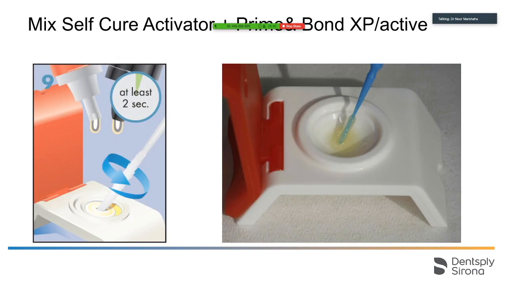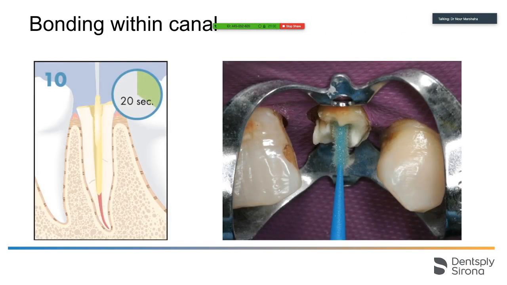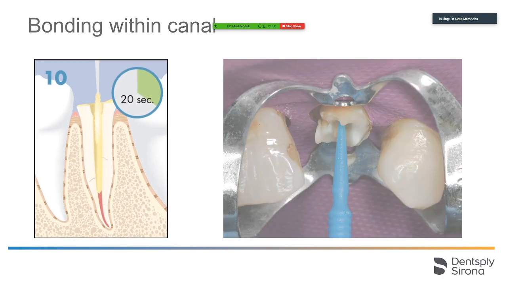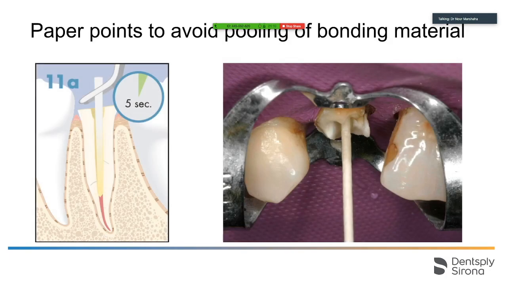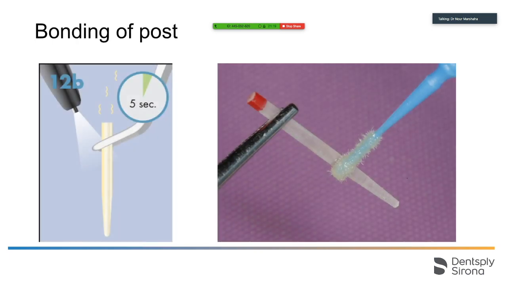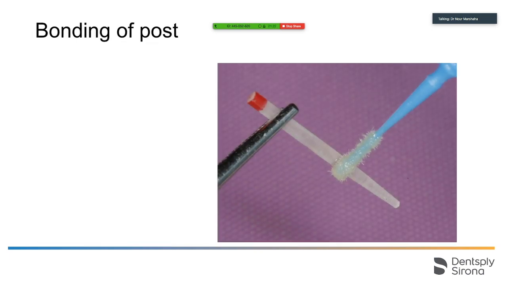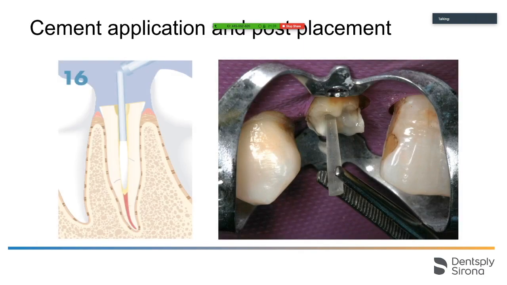After that, you have to mix the activator, primer and bond. Okay, and do it for at least 2 seconds. Then you have to put the bonding within the canal for 20 seconds, and complete the bonding too. I use a paper point to avoid pooling of bonding material for 5 seconds. Then I will also apply air drying, and then I will put bonding on the post for 5 seconds and air for 5 seconds too. Then I will insert it into the canal.